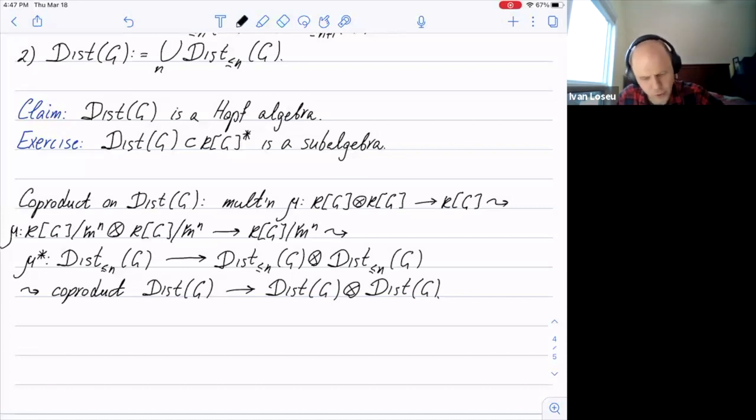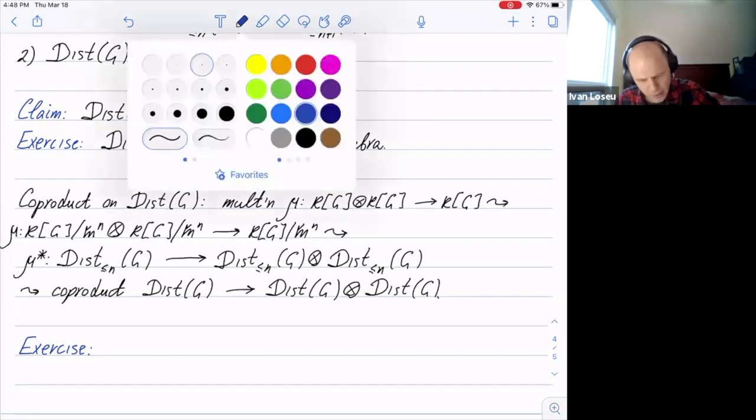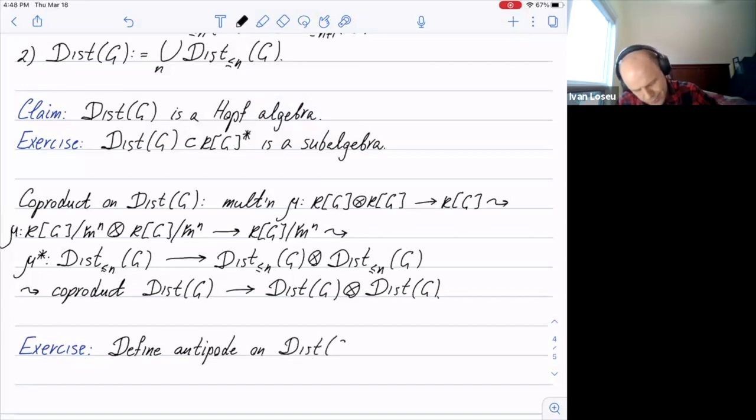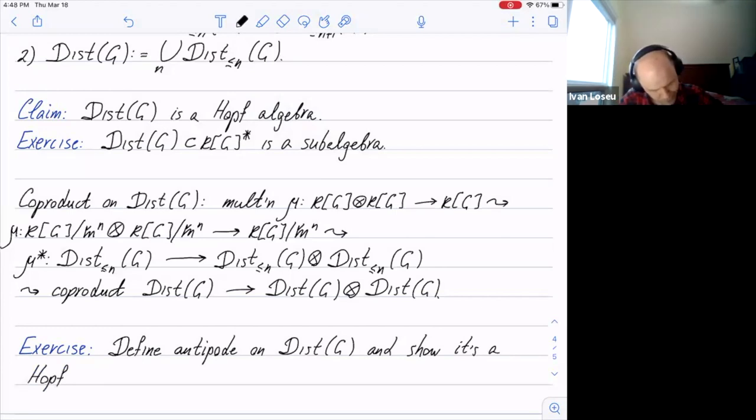Exercise for especially hardworking participants. And here, you notice that I'm not really careful with my assumptions, so maybe you need to put some additional fringe assumptions I haven't checked, but these assumptions are satisfied in good situations. So the exercise is to define the antipode on this G and show it's a Hopf algebra. Questions?